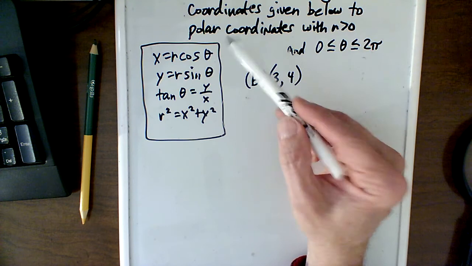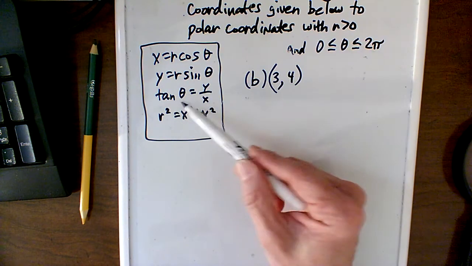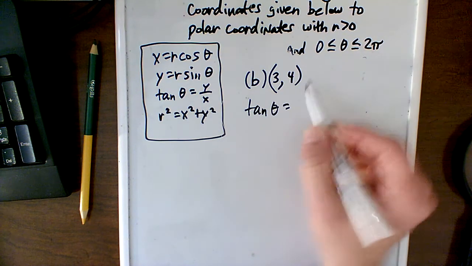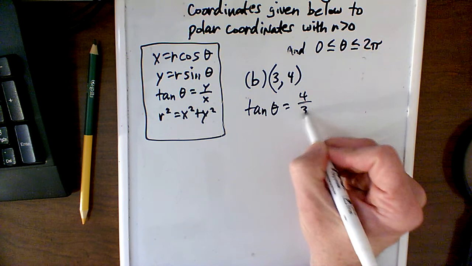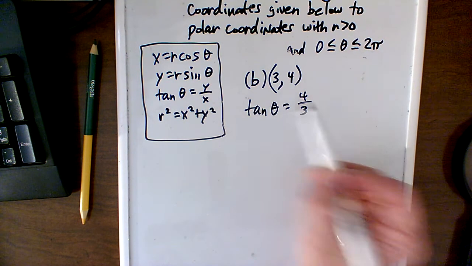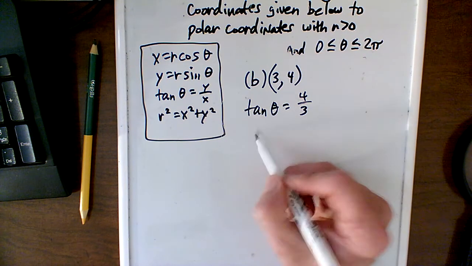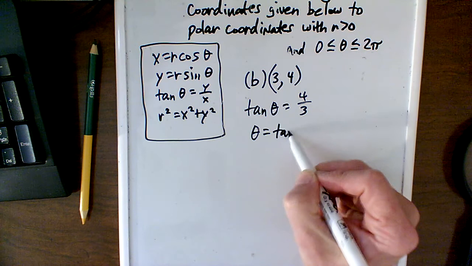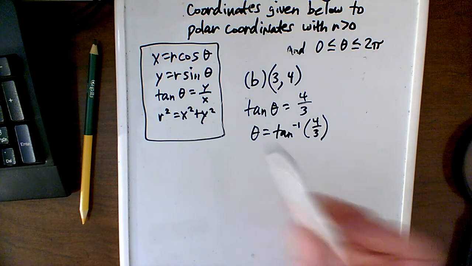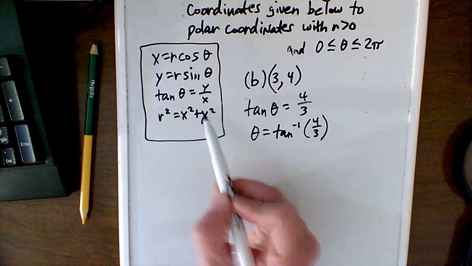We're going to first of all look at how do we find theta. Remember, we're going to use the tangent. Okay, so the tangent is y over x. So tangent theta equals 4 over 3. And then in this case, 4 over 3 is not something on the unit circle, so we're going to have to use our calculator and find inverse tan of 4 over 3. In some ways that's easier. So now all we have to do is find the r.